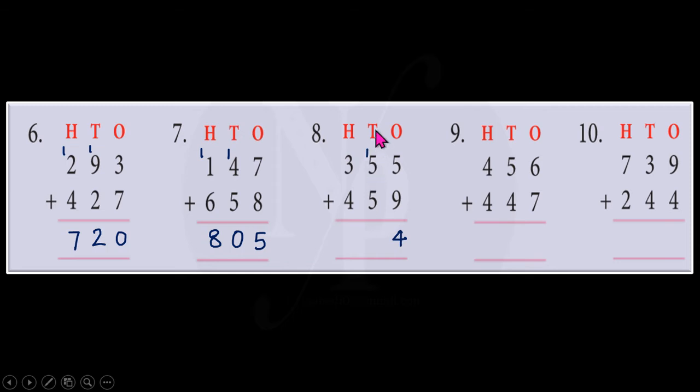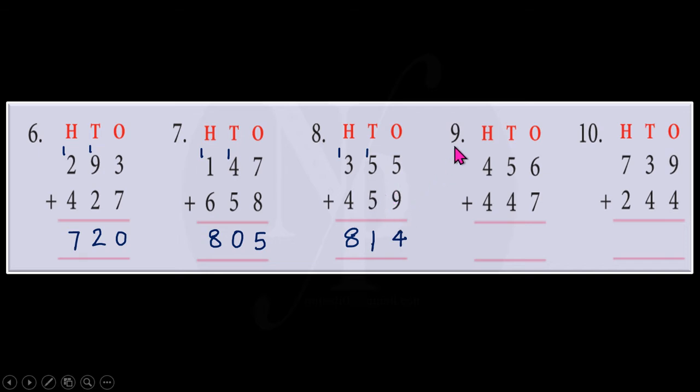Now we add the digits at tens column. 5 plus 5 is 10. 10 plus 1 is 11. So 11 tens are regrouped as 100 and 1 ten. Now we add the digits in hundreds column. 1 plus 3 is 4. 4 plus 4 is 8, which is 800. So we write 8 in hundreds column. Therefore, 814 is the sum of 355 and 459.